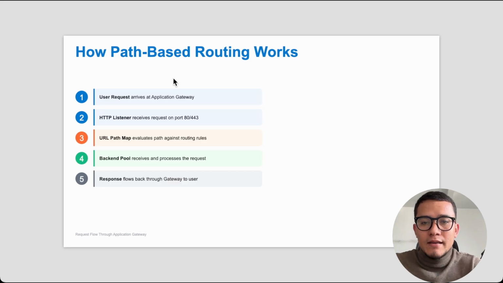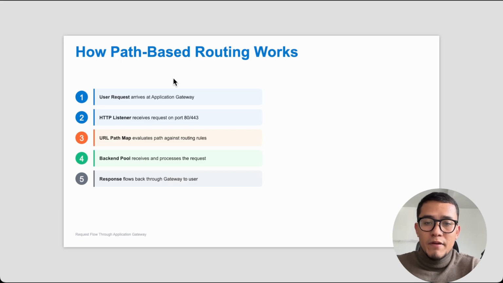Let's break down exactly what happens when a request comes in, because this is important to understand before we start configuring it. So first, the user sends a request to your domain, let's say example.com/API. The request hits your application gateway's public IP. Then the gateway's HTTP listener receives that request either on port 80 or 443. And then the request is passed to the URL path map, which is the brain of path-based routing.